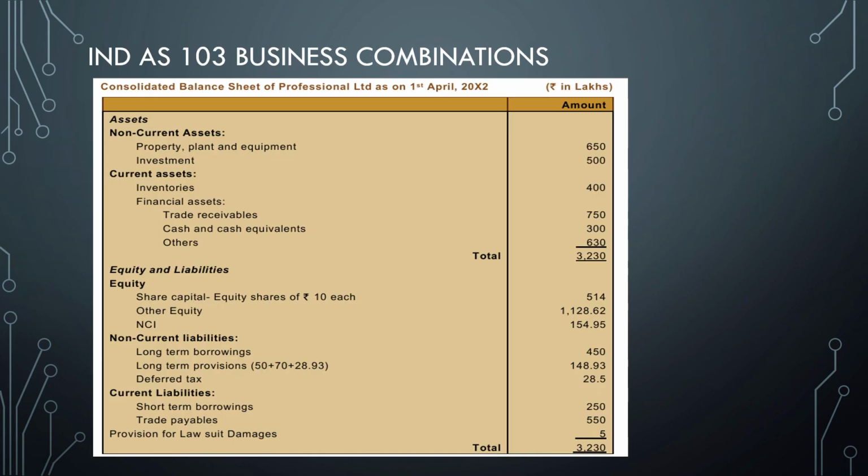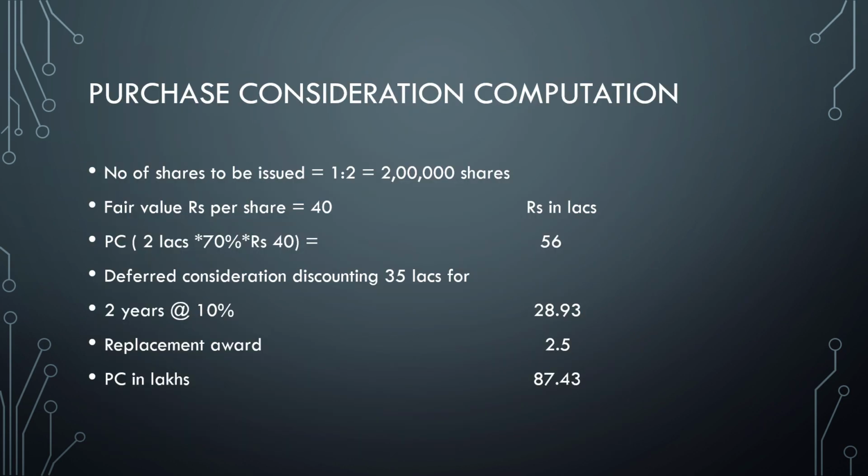So 4 lakh into 1 by 2 will give you 2 lakhs. Fair value per share is 40. So purchase consideration is 2 lakh and 70% into rupees 40. That will give you 56 lakhs.